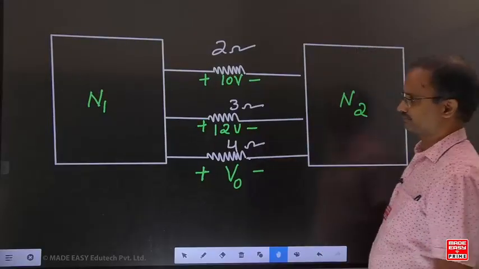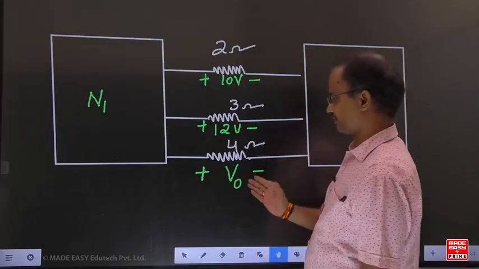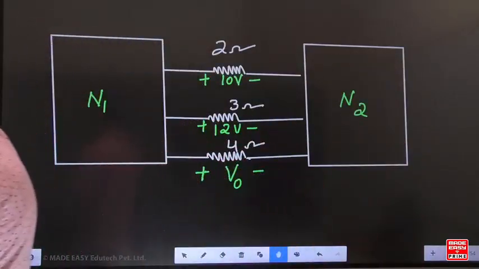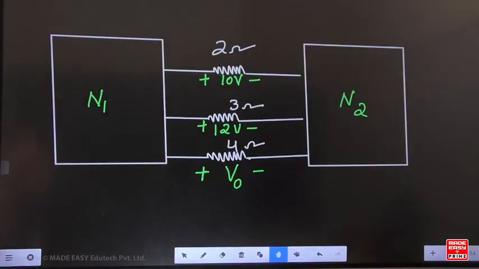Right, the next one. Find V0 of the network shown.